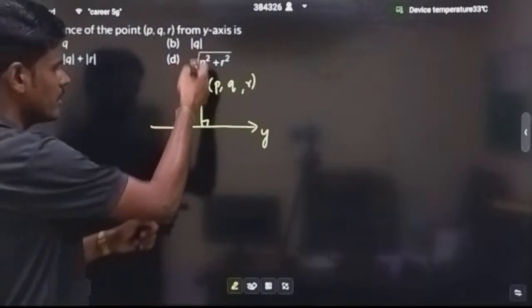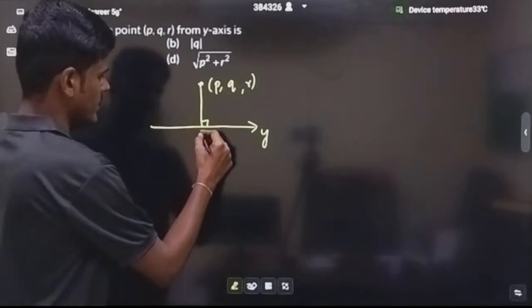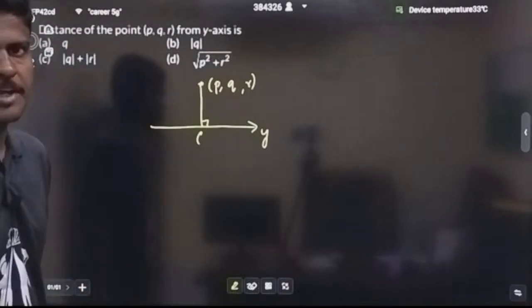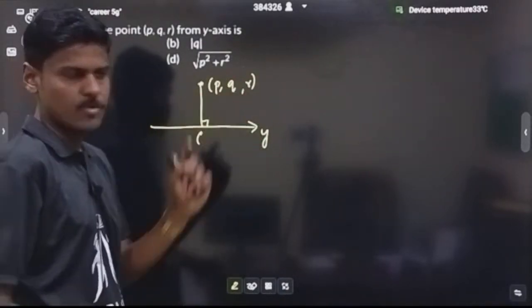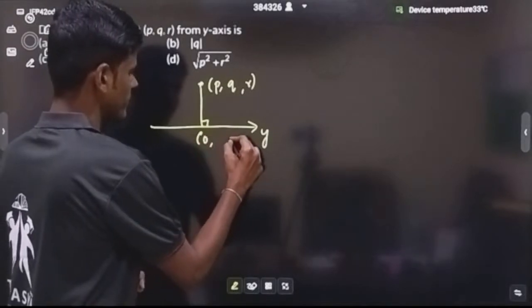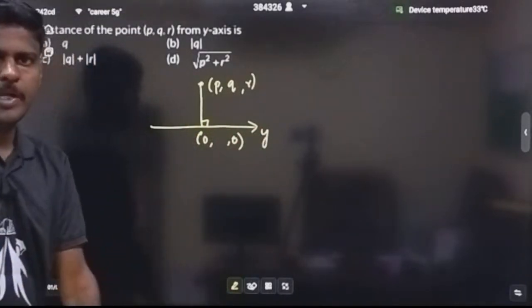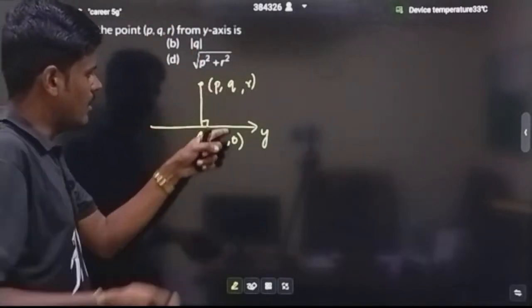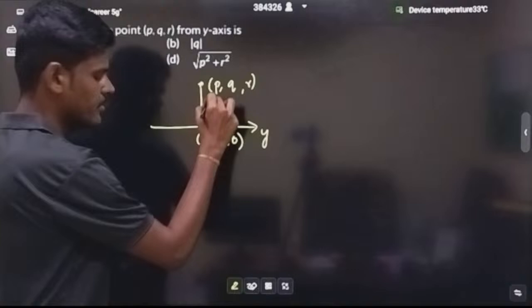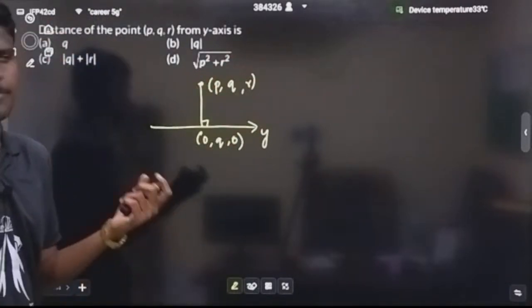So what we need to do, draw a perpendicular. Foot of perpendicular on y-axis will be the point. What is the point for foot of perpendicular? Obviously in y-axis x and z coordinate will become 0. X and z coordinate will become 0. And what about y coordinate? As we are drawing a perpendicular from here, obviously this point will be Q. Yes or no?